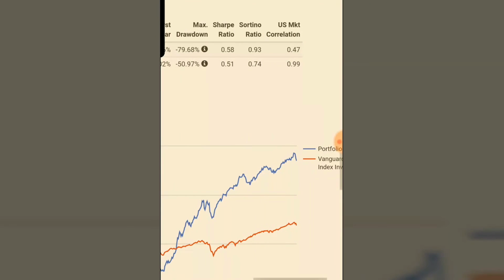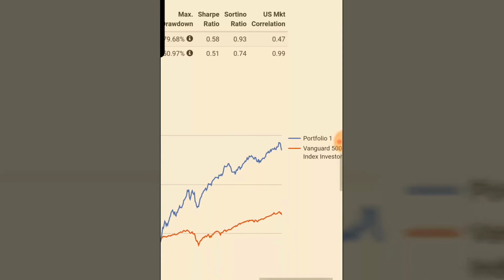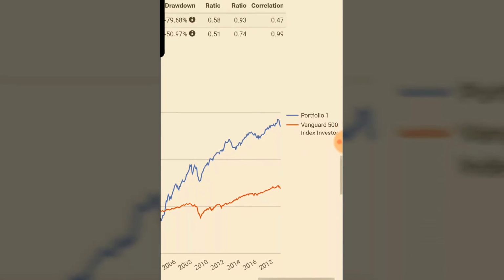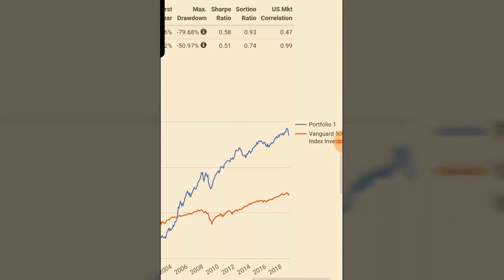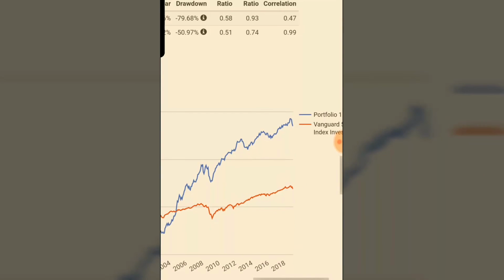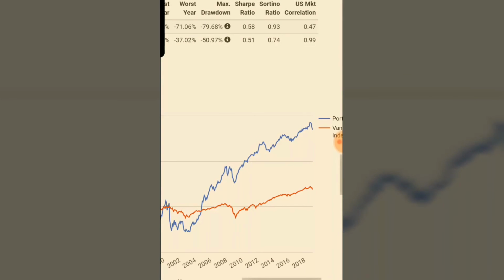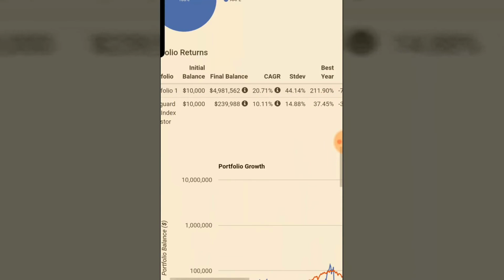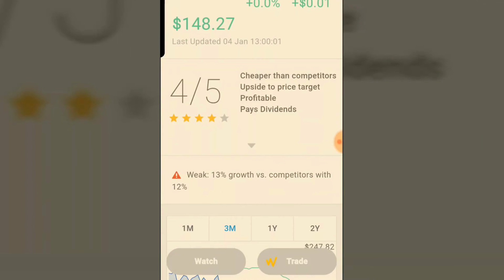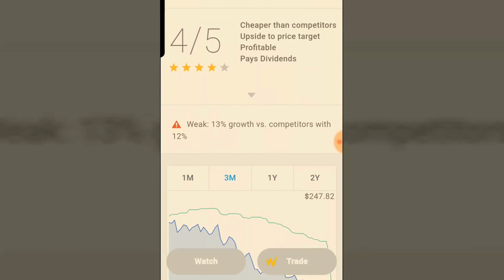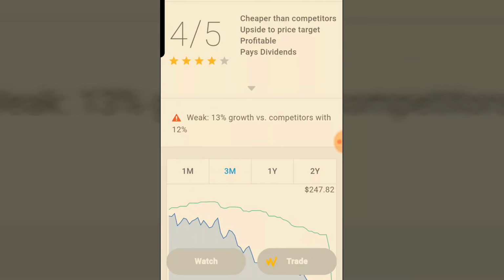Generally, the Apple stock is about 50% correlated with the S&P 500. So it follows the S&P 500 about 50% of the time, I should say.